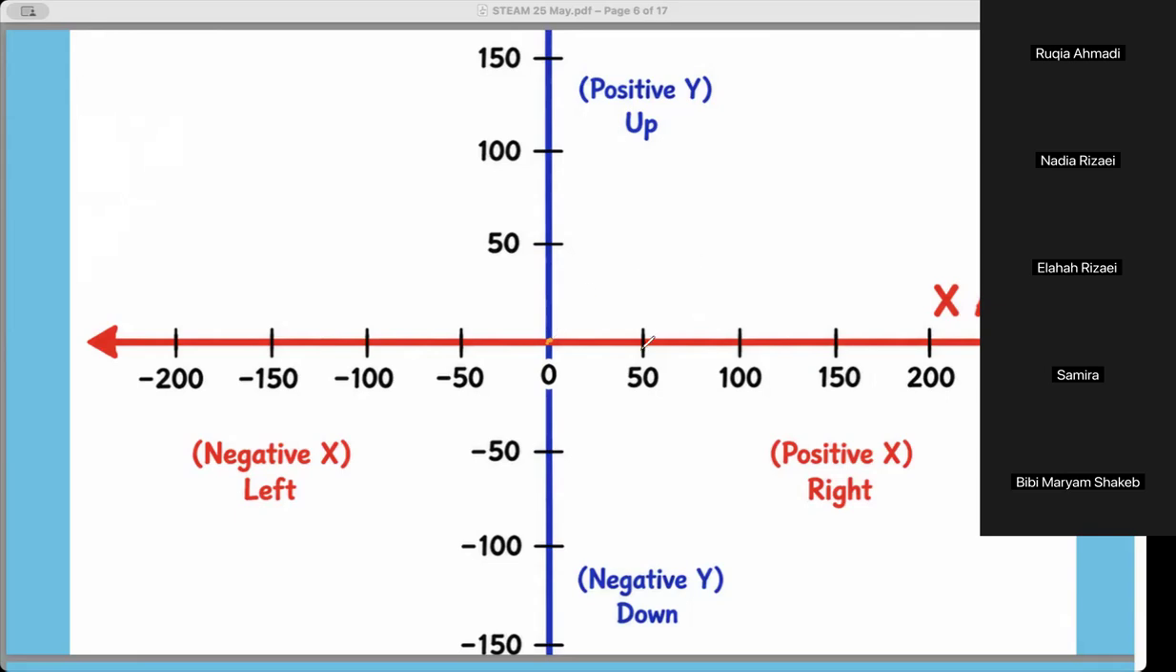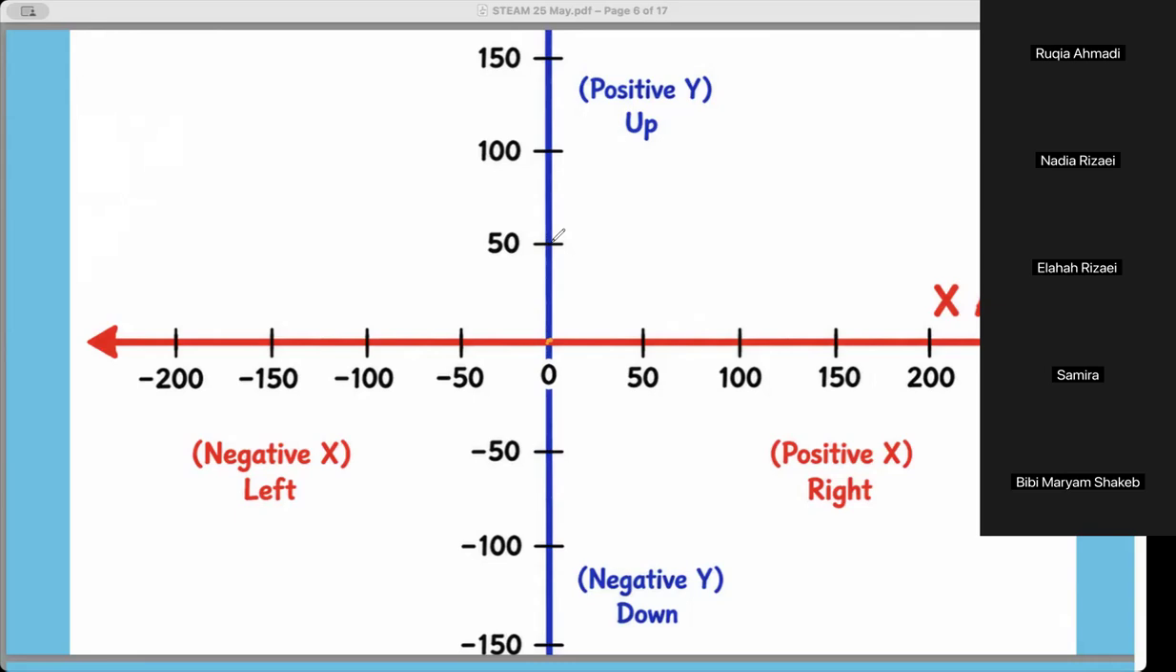And this is 50 steps to the right. And the coordinate moves 50 steps to the top, the y-axis. I know you might think, oh my goodness, what is she talking about? It will be simple in a minute, okay? When we do some activities, it will be easier.